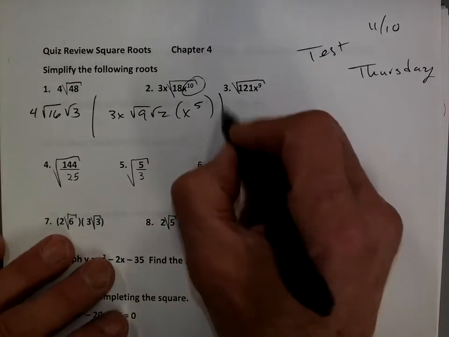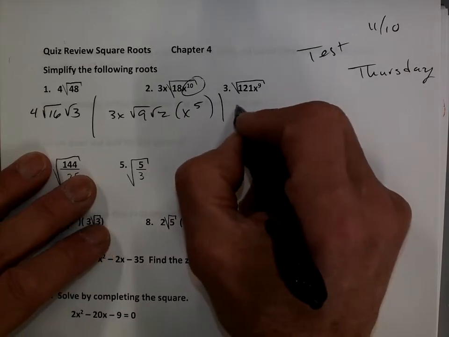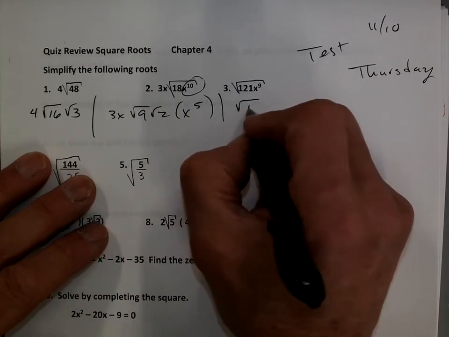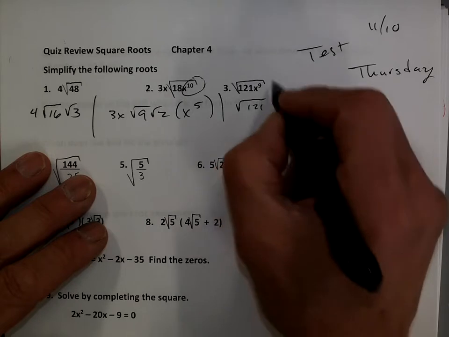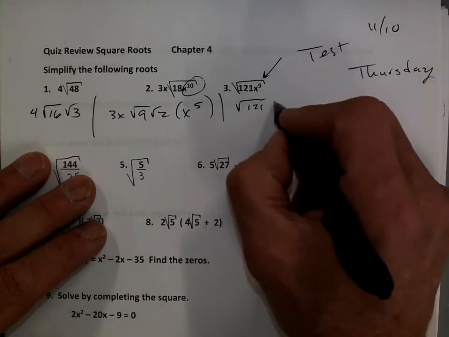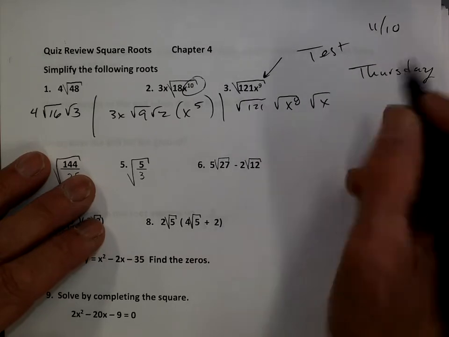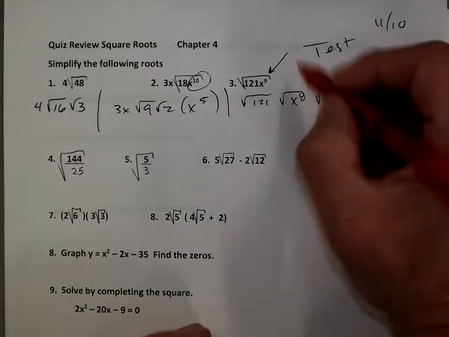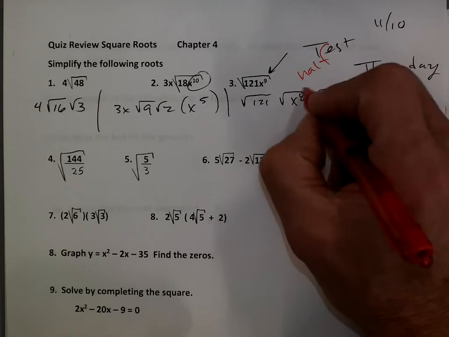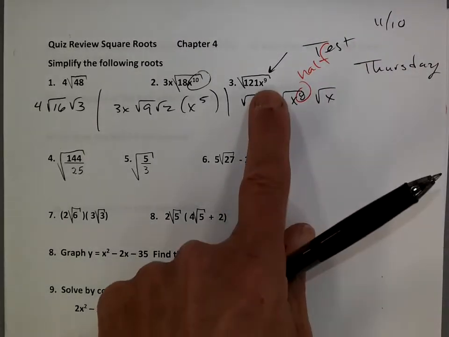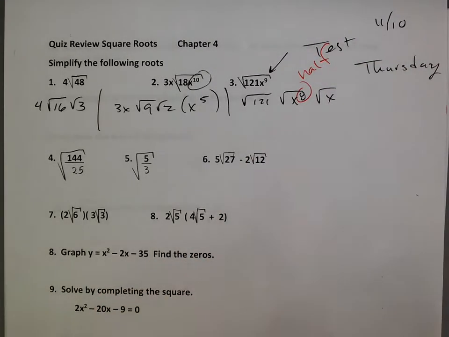Number 3, square root of 121. That's just 11, I think. Square root of 121. I'm going to make this even, so I'm going to take 1 away. Square root of x to the 8th. So I can take half of it, because I want to take half my exponent. So now, because I took a 1 away from the 9 and made it that, I get an x to the 4th.